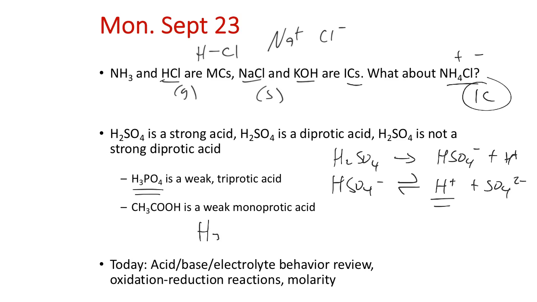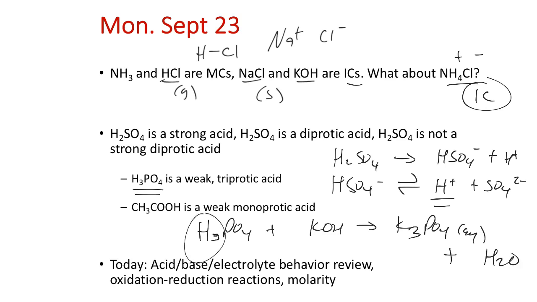Let's write that reaction real quick. So if we're at H3PO4, we could react that with KOH. Then our product, as long as we add enough KOH, we're going to make K3PO4 aqueous, and then H2O. So the H pluses are falling off, the OH minuses are combining together to make water, and we're going to end up with 3 waters when we use 3 KOHs.